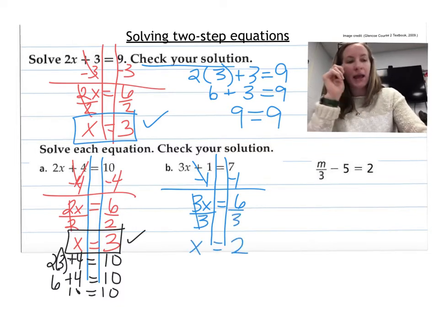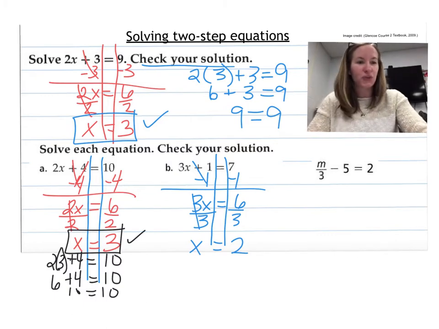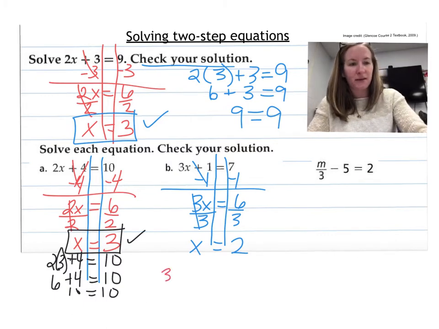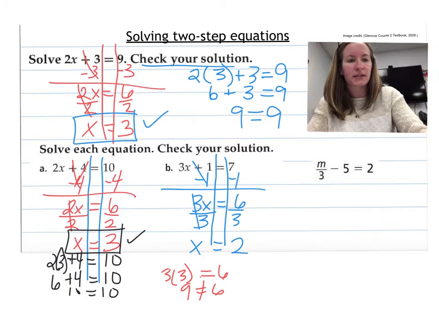Let's check it. Actually, let me say I messed up. What if I had said that was 3? If you plug 3 back in, 3 times 3 equals 6. Wait, 9 doesn't equal 6. That's how you know you are incorrect.